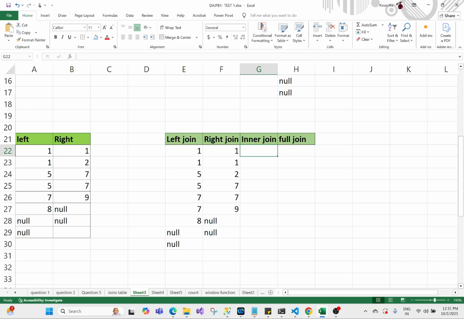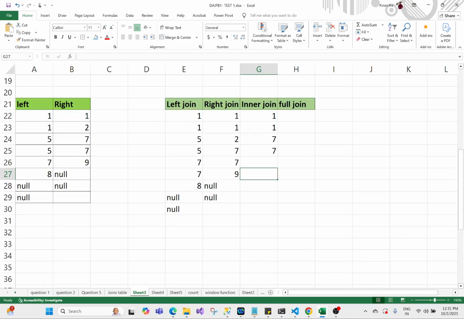What about inner join? Inner join is like only the common record. Only the common record from both the tables. Okay. Only the common record. So one is common, two is not common, five is not common, seven is common in both the tables. So 7 and 7. And what about null? Null will not come, because null is unknown. Null is not equal to null. Most candidates get confused while giving the solution for null.